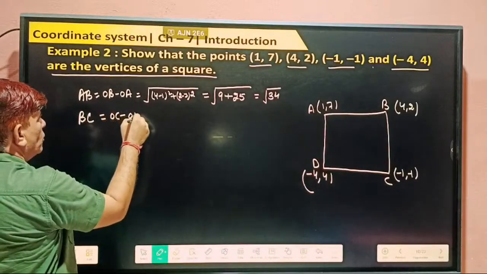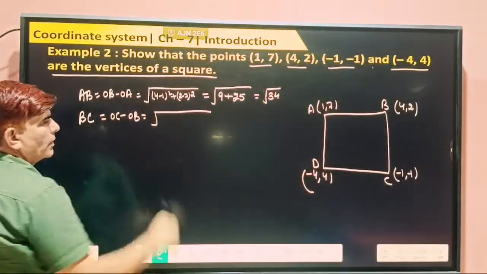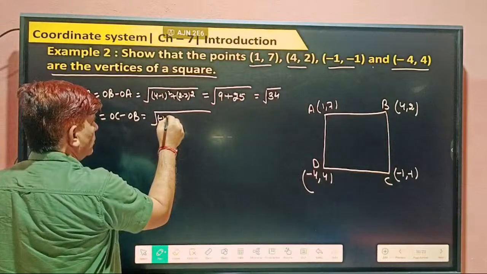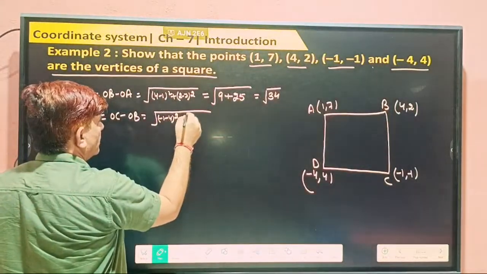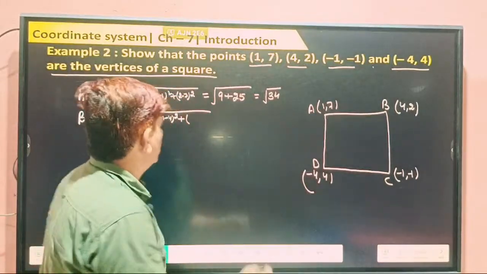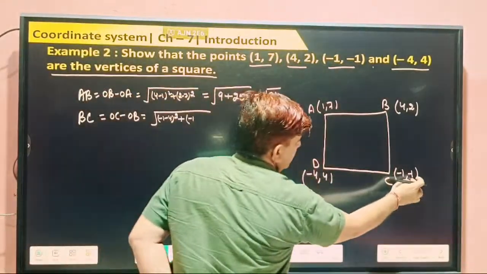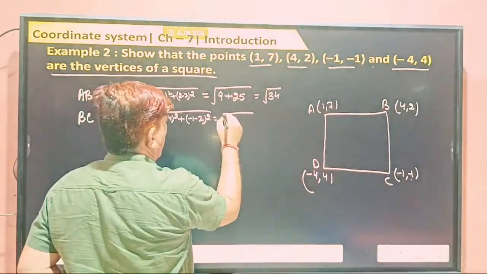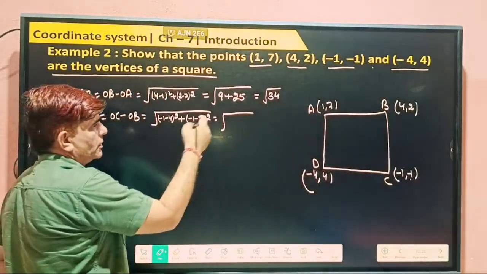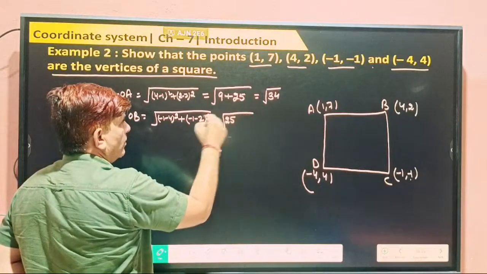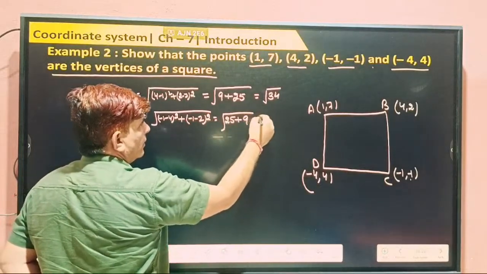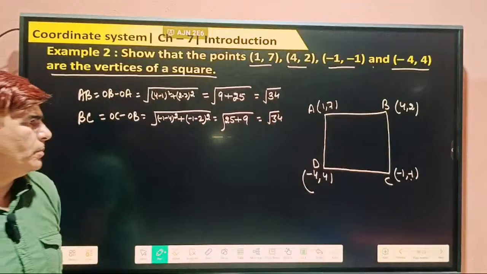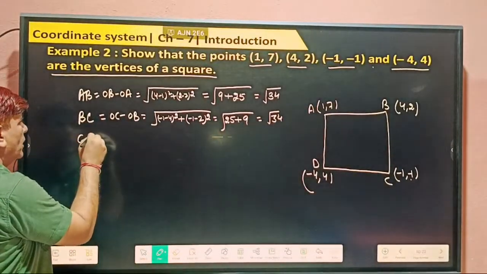Then we can find out BC. BC means OC minus OB. So BC is the square root of (minus 1 minus 4) whole square plus (minus 1 minus 2) whole square. Easily able to solve. This is minus 1 minus 4, minus 5, square 25. And minus 1 minus 2 is minus 3, 3 threes are 9. So it is equal to root 34. Yes or no?